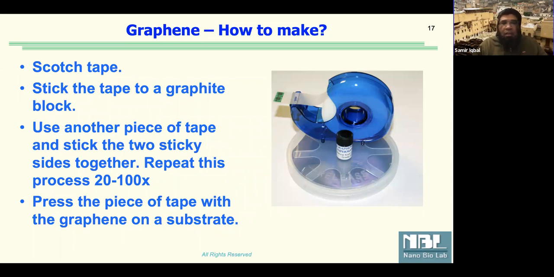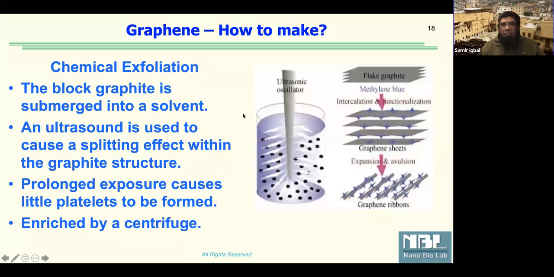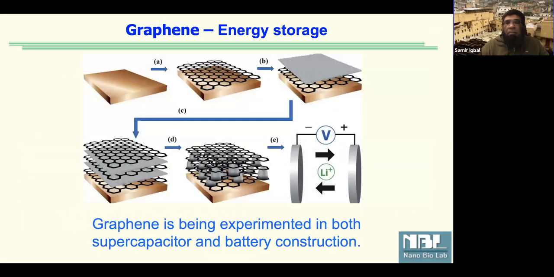It's just a couple of slides on how they made it. So they repeated the process 20 times to 100 times with the Scotch tape. And look up on this, you'll find lots of interesting material on how to make graphene with the Scotch tape. But there are chemical ways of making graphene as well, what we call chemical exfoliation. So we take a graphite block and put it into a solvent, and then the sheets break apart, and you can get single sheets away from that material.